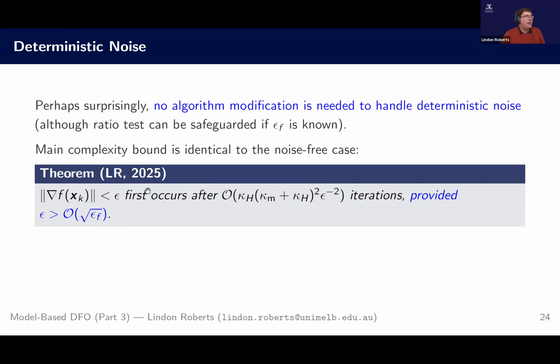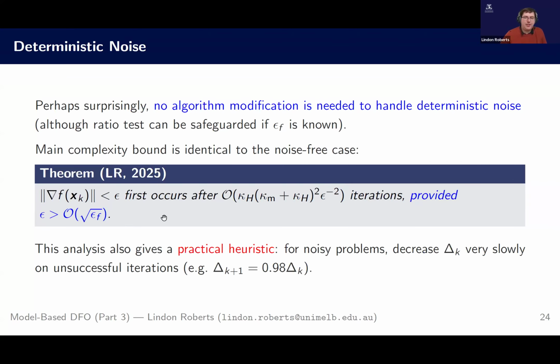The only caveat is that you can't drive your gradient error all the way to zero. You can only decrease it down as small as a constant value that's proportional to the square root of the noise level that you're working with. So you can still run it, you can still decrease your function values, but you're never going to get all the way to a solution. You're going to get close to a solution where close depends on how large the noise is.